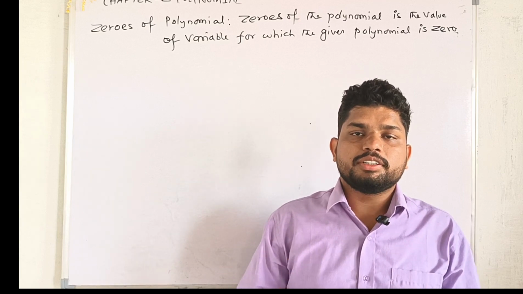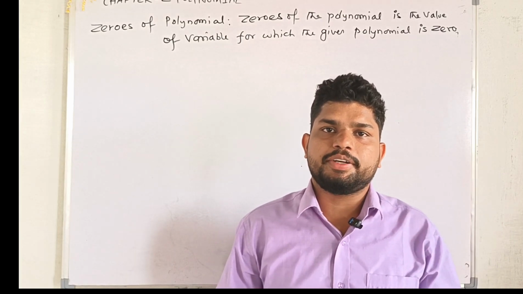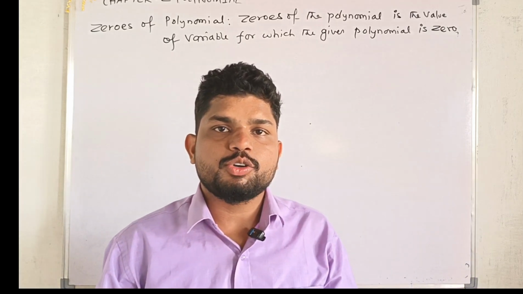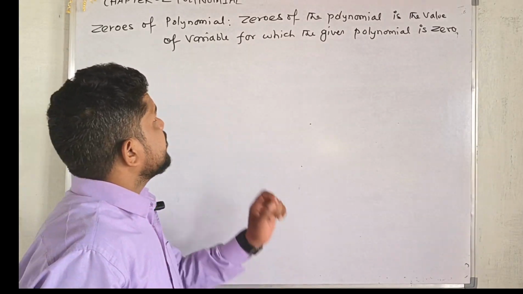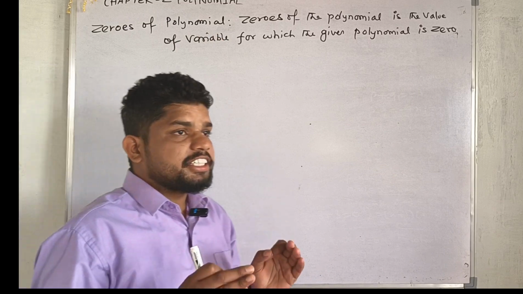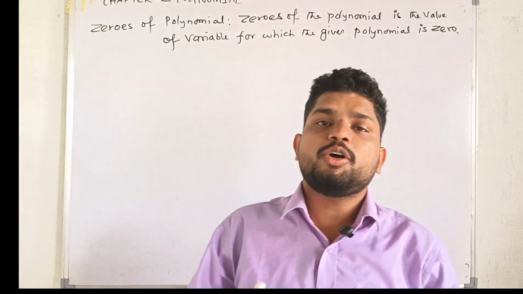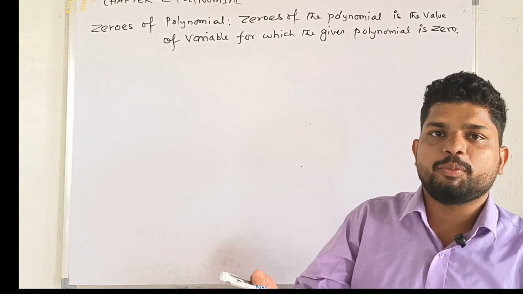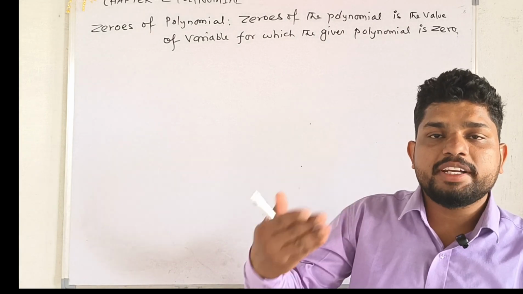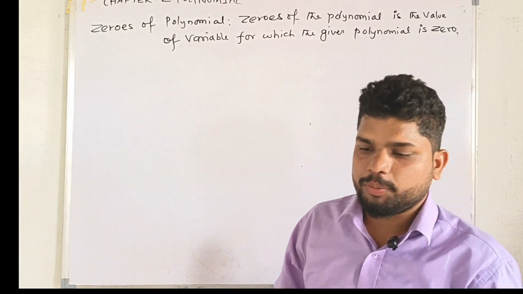Okay, so generally 3 topics we will deal with today. So let's get started with the zeros of the polynomial. Dear students, the zeros of the polynomial. The value of the variable of any polynomial for which the polynomial is 0 is known as a zero of the polynomial.